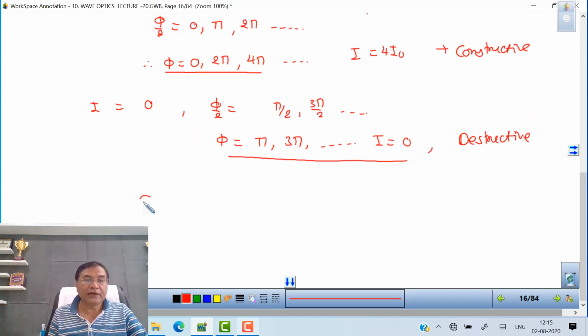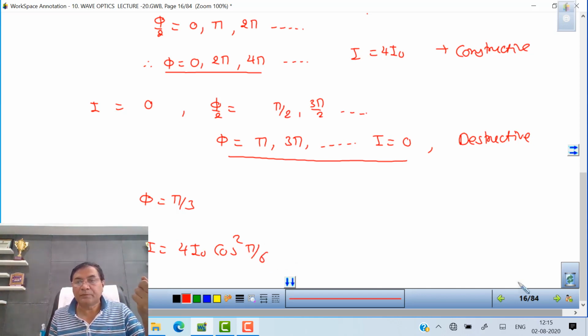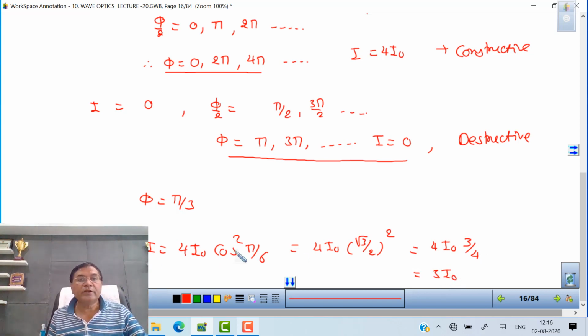Suppose I say phi is equal to pi by 3. You put this value over here. So I is equal to 4I0 cos square pi by 6, because phi by 2 is pi by 6. cos pi by 6 is root 3 by 2, then square. So you will get 4I0 into 3 by 4, so you will get 3I0. So it totally depends on the phase difference.